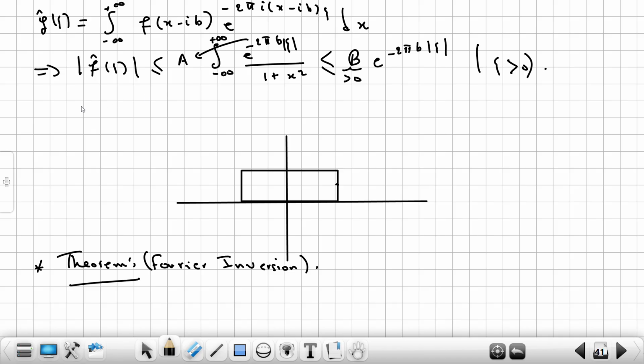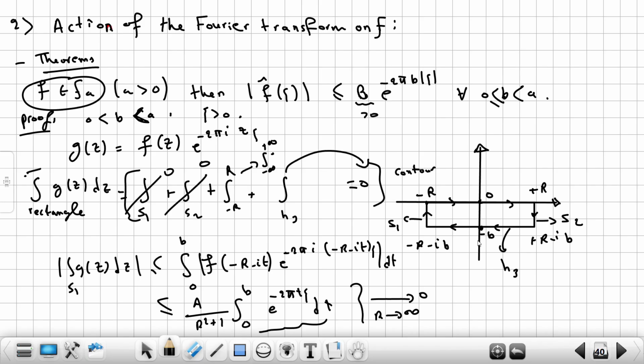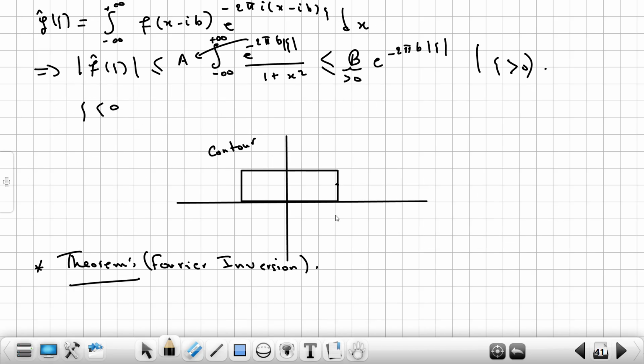This is done for psi positive. Now, if we assume that psi is negative, we do the same proof but using the opposite contour of the one used in the first part of the proof, when assuming that psi is positive. So here R, here B, R plus iB, minus R plus iB, minus R, 0. Take this orientation, of course, and proceed as we did before.